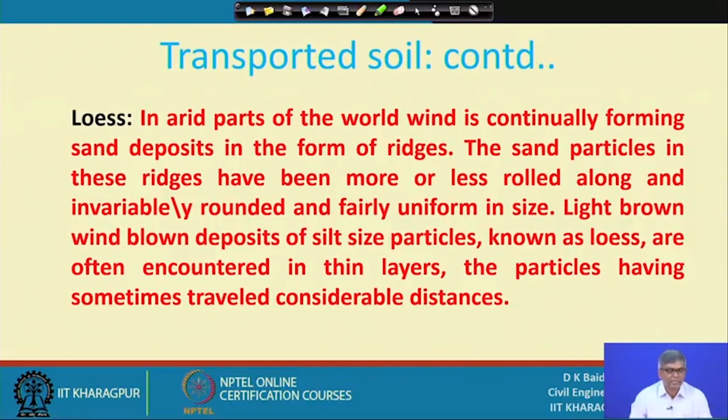Another soil type is loess, which occurs in the arid parts of the world, where wind is continually forming sand deposits in the form of ridges. The sand particles in these ridges have been more or less rolled along, and are invariably rounded and fairly uniform in size. Light brown wind blown deposits of silt size particles, known as loess, are often encountered in thin layers. The particles have sometimes travelled considerable distance. So, this name is loess.